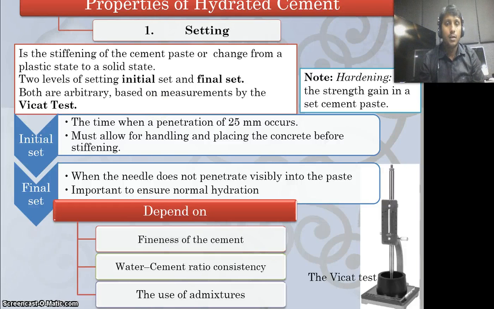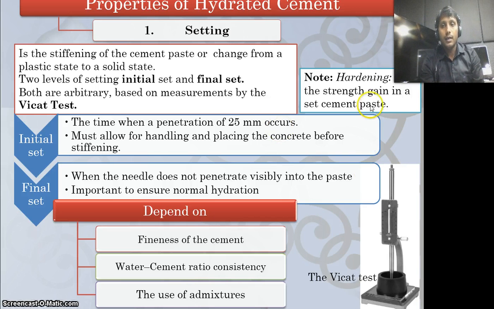Dear students, now I am going to explain the properties of hydrated cement. The first property of hydrated cement is setting. Setting means once cement is added with water, it starts hardening. The process of hardening can be defined as setting.